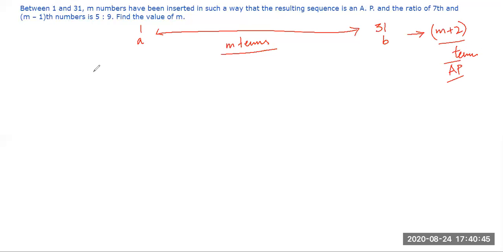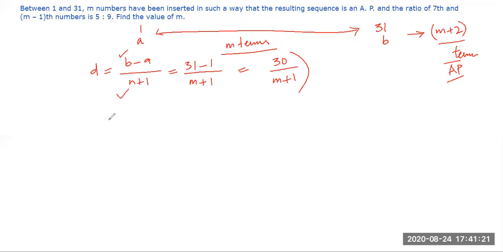Now, can you find out D as per the formula? D is equal to B minus A divided by n plus 1. B is 31 minus A, which is 1. What is the value for n? N is the total number of terms which have been inserted between the two numbers, so n is m. It becomes m plus 1. So this is 30 divided by m plus 1. We got the value for D. It's such a simple question.